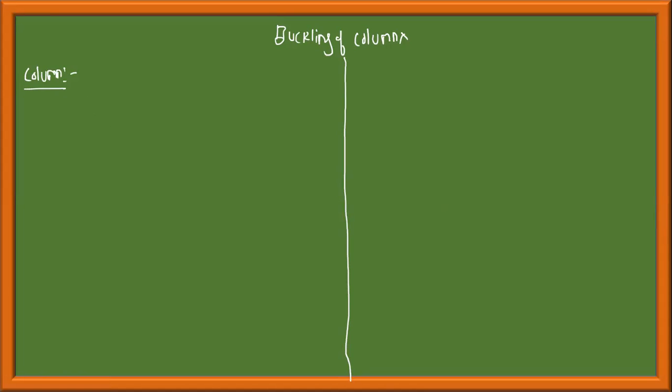When I say column, you can take the example of a college. It has beams and columns, and these columns are always subjected to compression loading only. A column should be long, with sufficient length compared to its other dimensions, and it is subjected to compression loading. Let me give the definition.